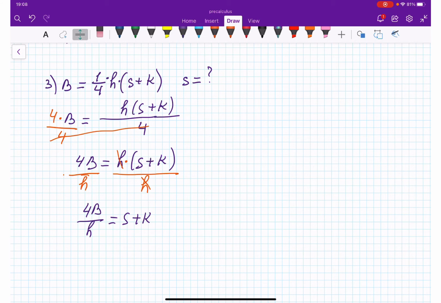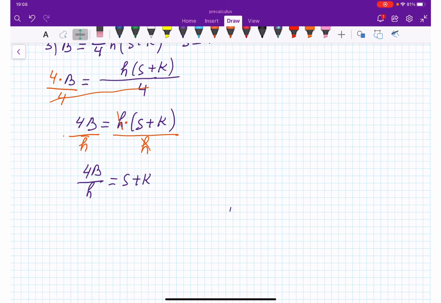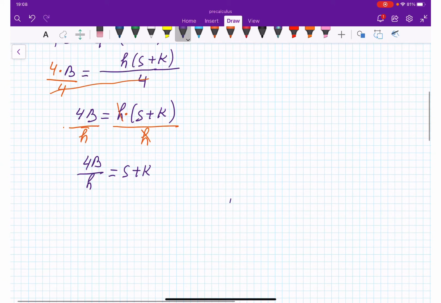Once we have S plus K, now we can find S, right? And it's going to be very easy to find. All we're going to do is move K to the other side, and we are going to get 4B over H minus K. K was positive. Once I move it here, it's going to be negative, and that is equal to S. And we solved our equation for S. Okay? Moving next.